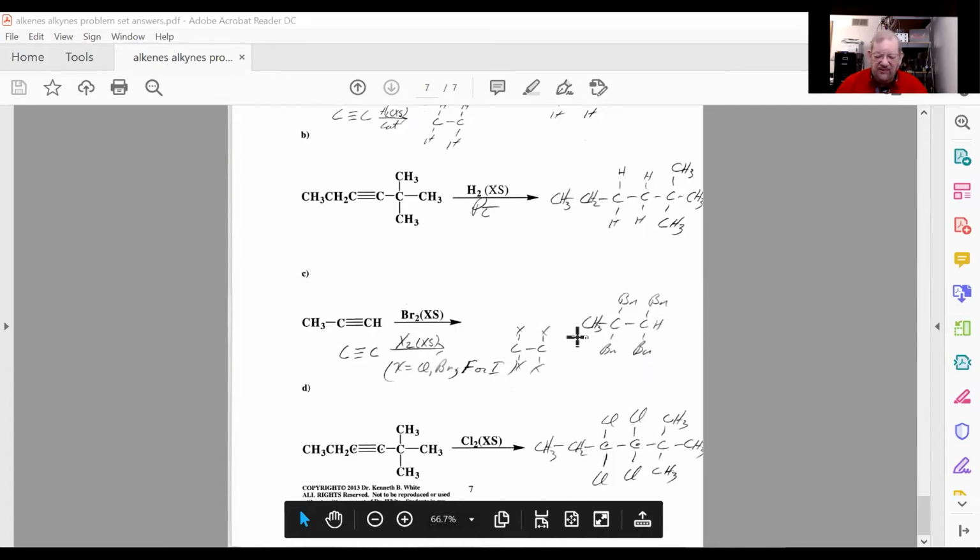And for 3 carbons, break 2 pi bonds. Each one gets 2 bromines. Here, big scary molecule. No, break the pi bonds. Each of these carbons gets 2 chlorines. The rest are still along for the ride.